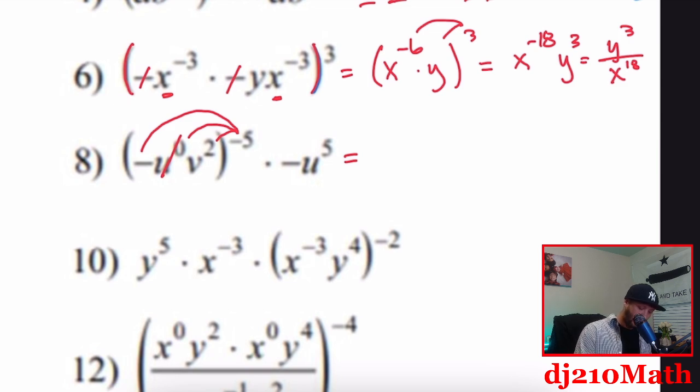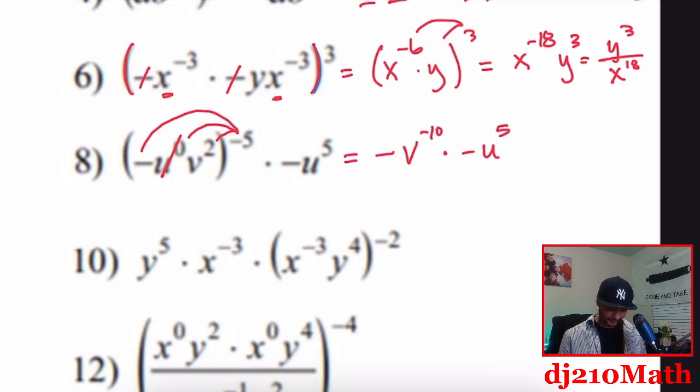All right, so when the negative 5 applies to the negative sign in front, 5 is an odd number, so the negative is going to stay. So there's a negative out front. The 0 goes away, it's a 1. And 1 to any power is 1, so I don't care about that. V to the negative 10, because 2 times negative 5. This is times negative u to the 5 power.